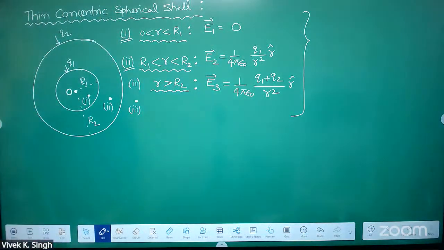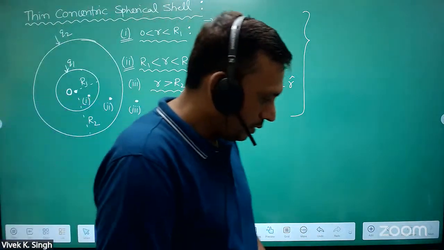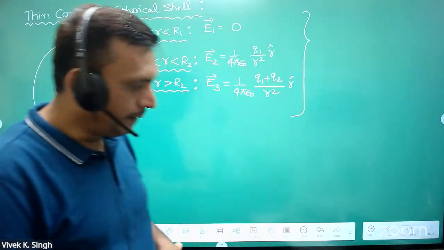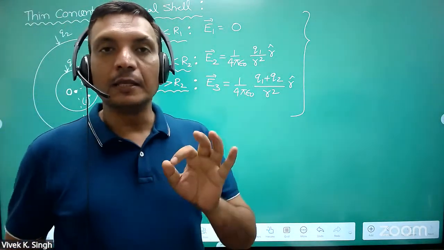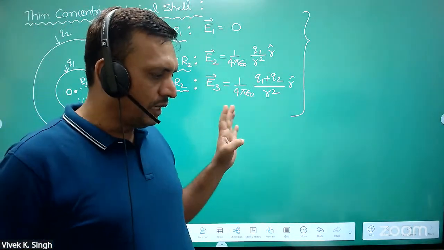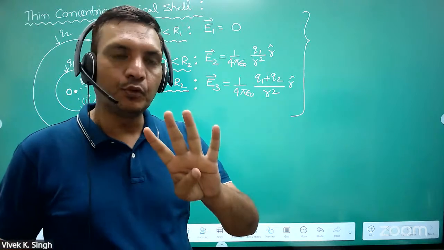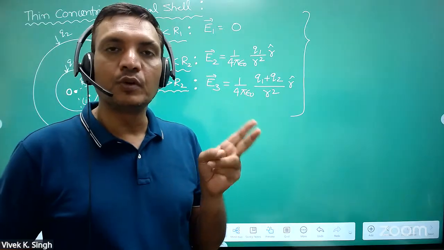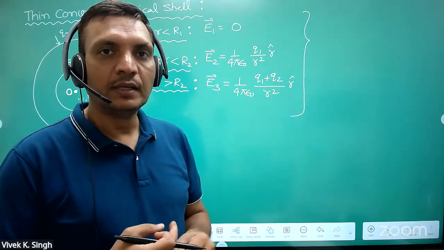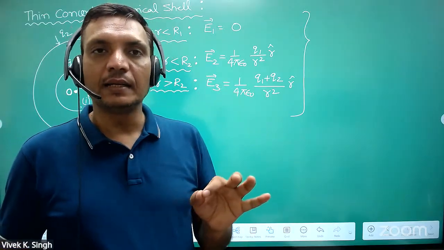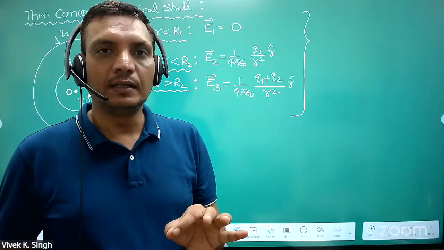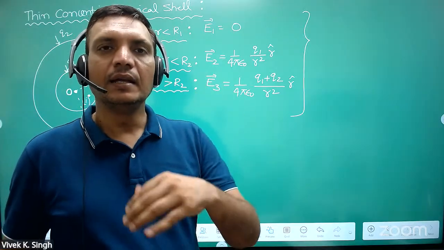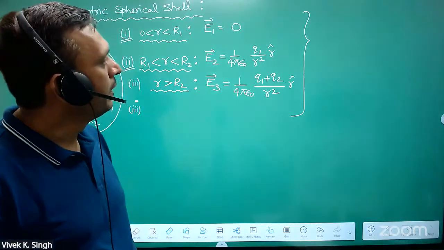Now we will see what are the properties of... so in Gauss law, we have to consider only these three symmetries. That is the infinite wire, then the infinite sheet, and spherical symmetry.